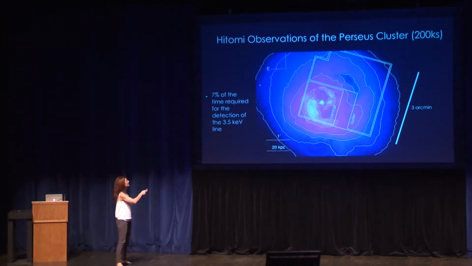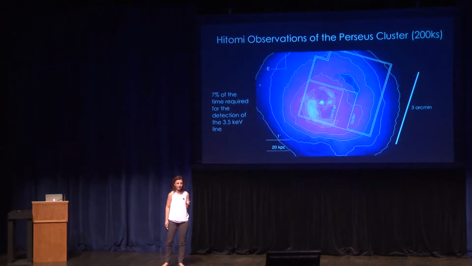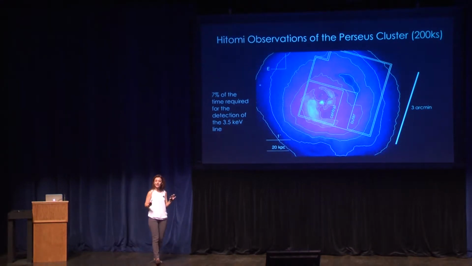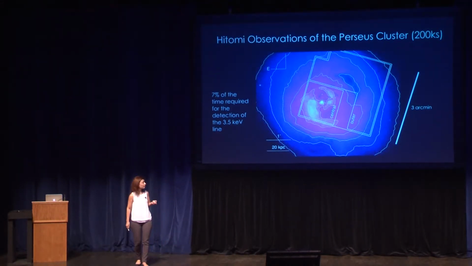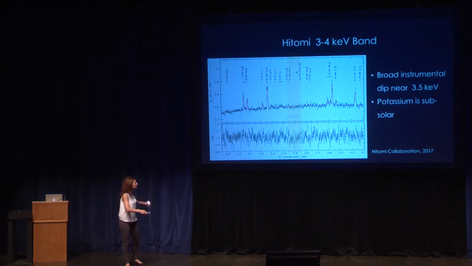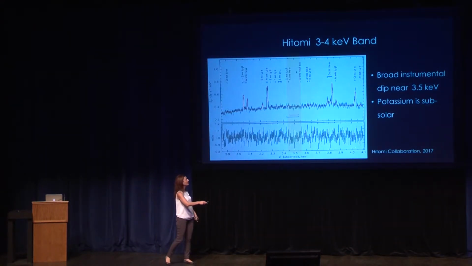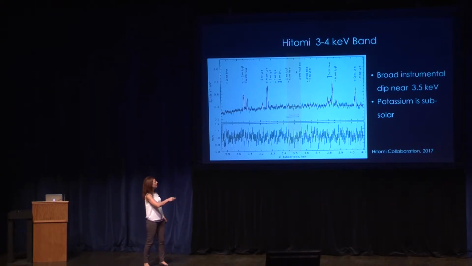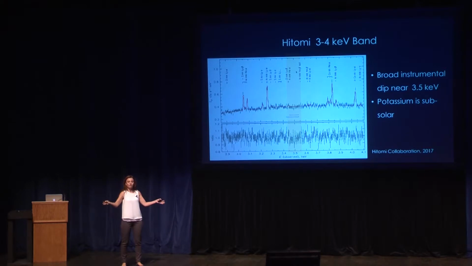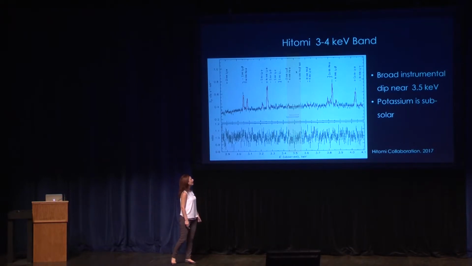That time was 7% of the time required to actually detect the 3.5 keV line. So it was very short. We did not expect to detect the line in these observations. Regardless, here is the interesting 3 to 4 keV band, and the 3.5 keV line is supposed to be here, okay? There is no line, no shocks. But if you have good eyes, you can see there is a very broad dip at that energy. So how unlucky can you get, right? Not only is there no line, but there is a dip over there.